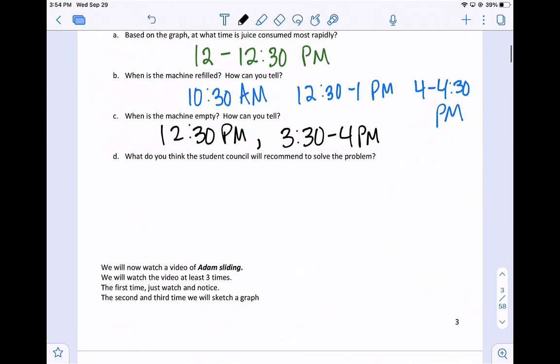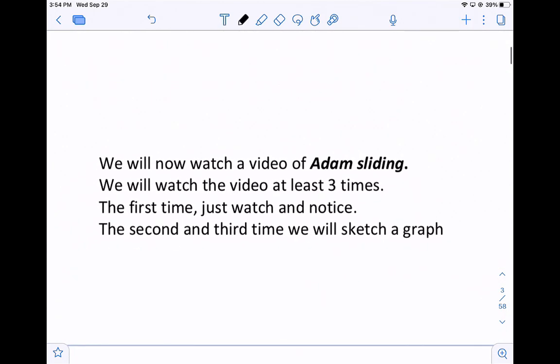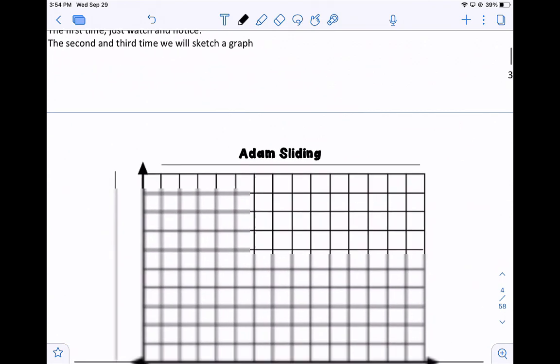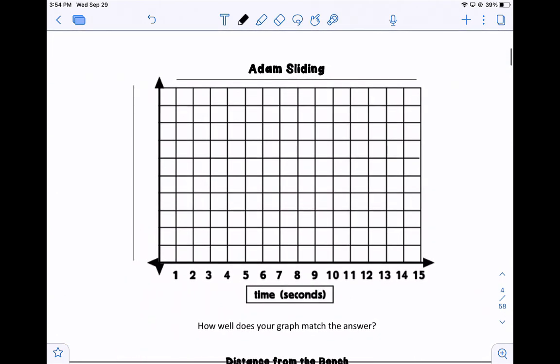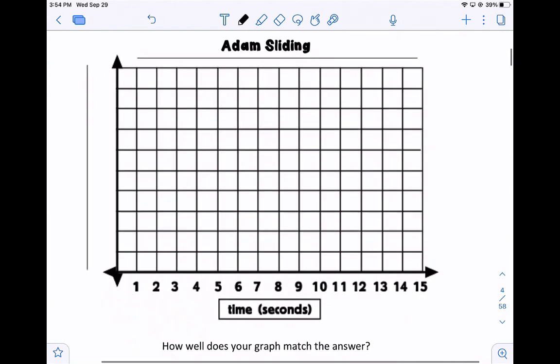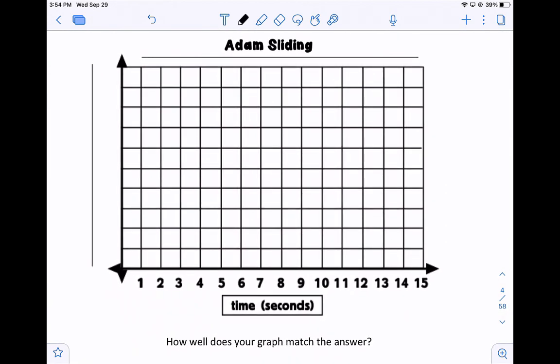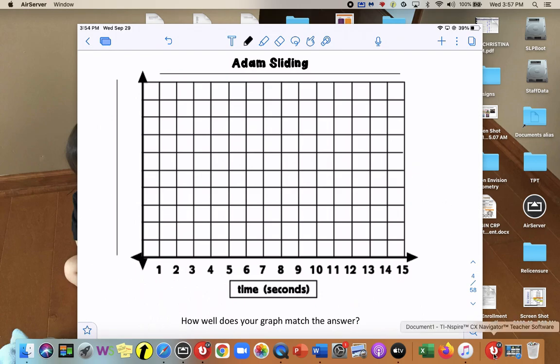All right, today is really about taking a look at a video and seeing if you can graph the story that you see. And we're going to do 2 of them in class together. So the first one is called Atom Sliding. So in class, we're going to watch it 3 times. At first, just watch and what do you notice? And then the second and third time, you're going to sketch the graph of Atom sliding. So in our packet on page 4, this will be the graph that you fill out. So I'm going to pop up the video.